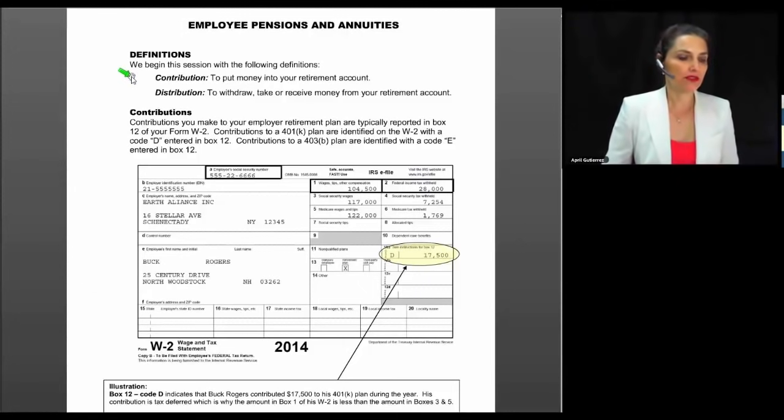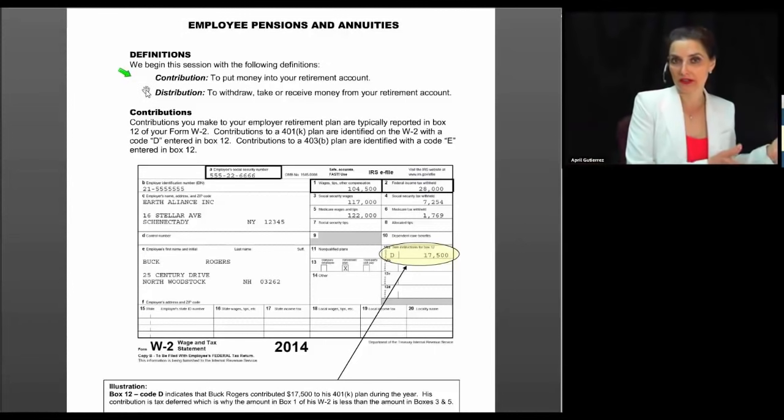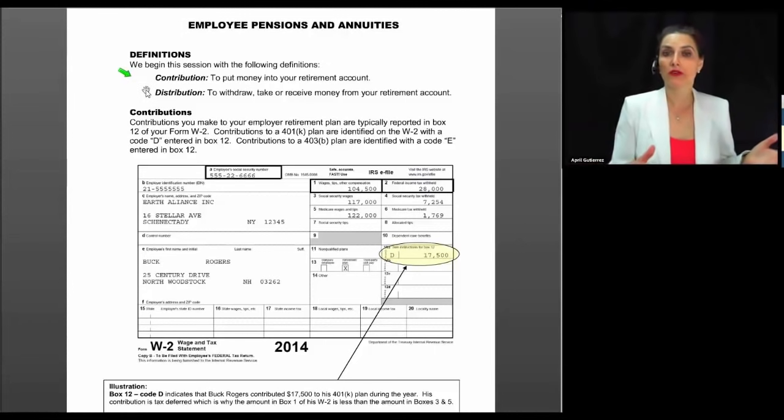And we're going to first look at the word contribution. For IRS, a contribution means to put money into your retirement account or invest into your retirement account. That can be done either through salary deferral at your job, or if you are doing it outside of your job, you could just be making direct contributions to an IRA or to an annuity. A distribution is the opposite, and it means to take or withdraw or receive money from your retirement account. So when you put money into your account, we call it a contribution. When you take money out, we call it a distribution.